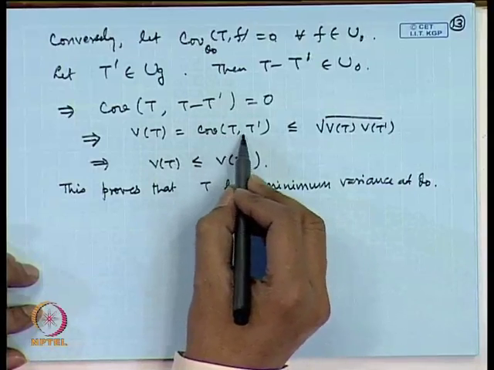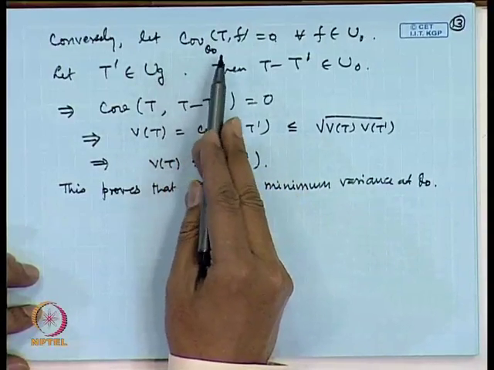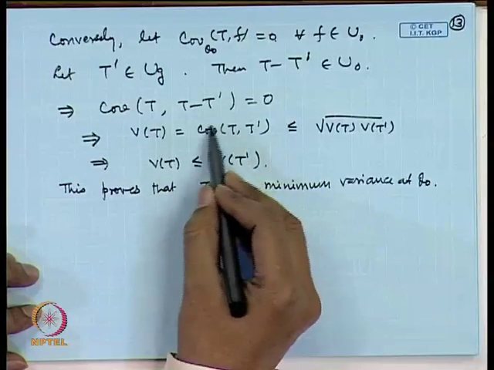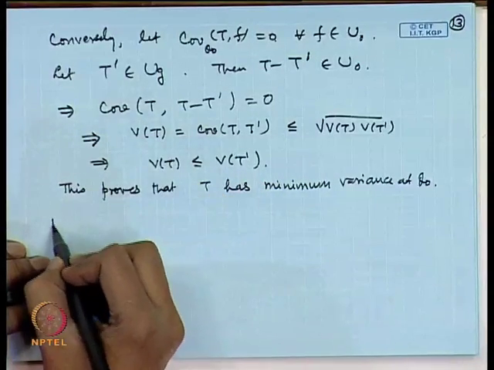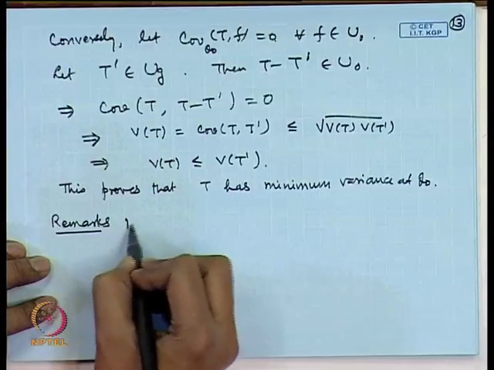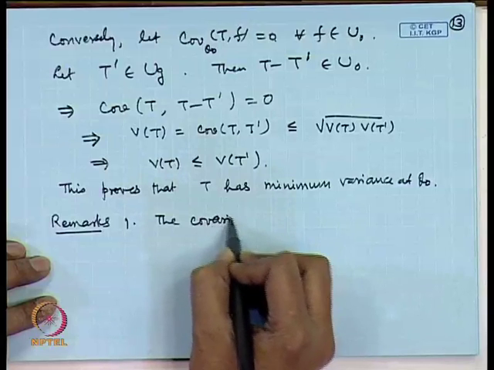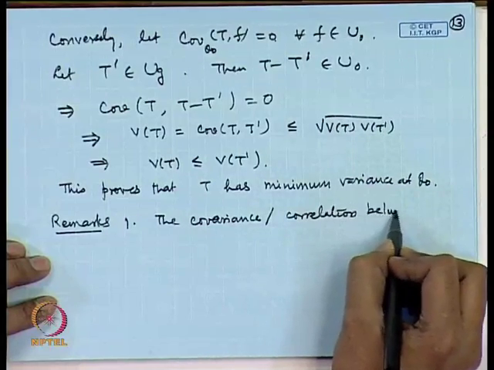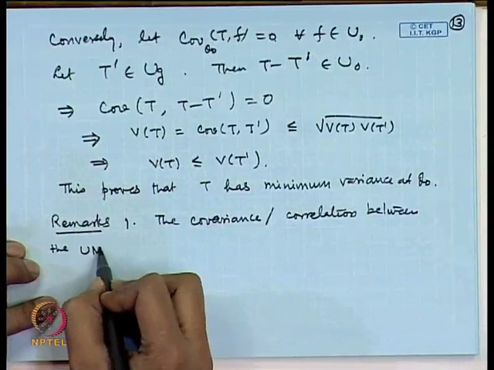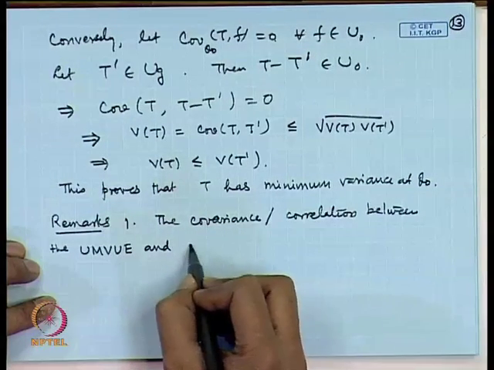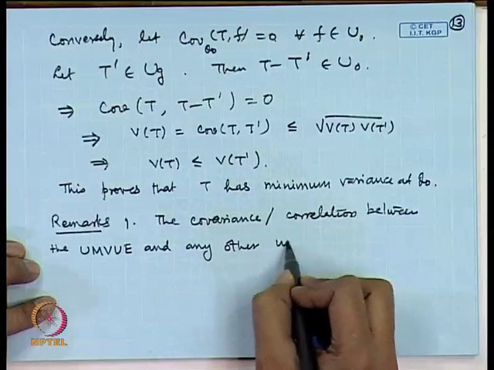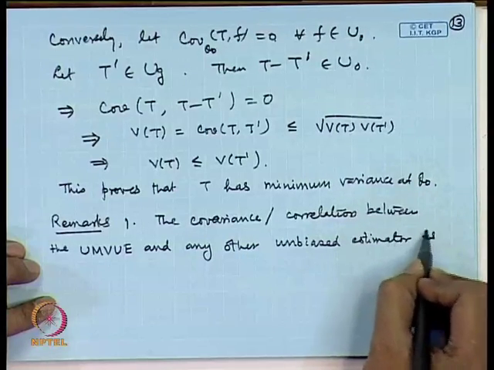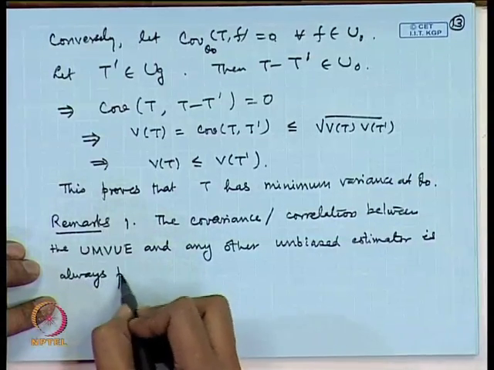Another thing which you can conclude from here, I have proved that if T is UMVUE, then covariance between T and T prime is equal to variance of T. That means this is always positive. So, we are also concluding from here that the covariance, or you can say correlation, between the UMVUE and any other unbiased estimator is always positive.